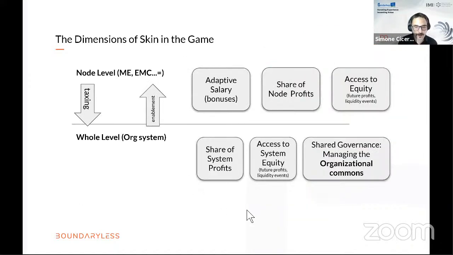And this skin in the game that is pushed very widely across the organization has different nuances, different elements. Of course, there is the element of salary, adaptive salary. There is the element of sharing profits. There is an element of accessing equity and ownership of the new node that is being created. But there is also skin in the game in terms of governance, for example managing these organizational commons that are created. And this is more advanced, for example, in the context of decentralized autonomous organizations at the moment.